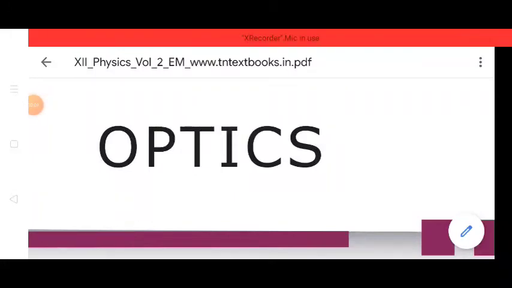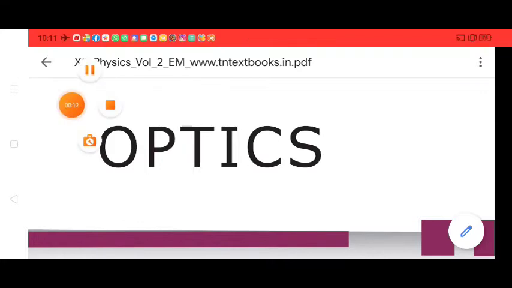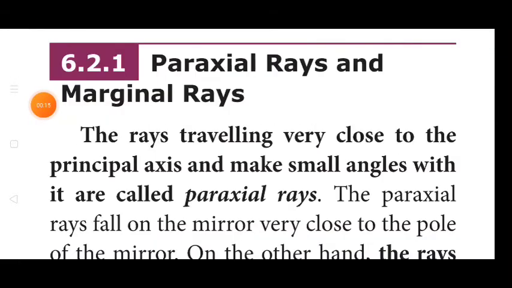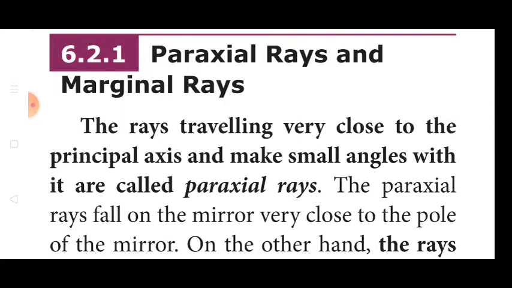Today we are going to see the lesson named optics. Now, what topic are we going to see? Today's topic is marginal rays and paraxial rays. First of all, we are going to see paraxial rays. The rays traveling very close to the principal axis and making a small angle with it are called paraxial rays.